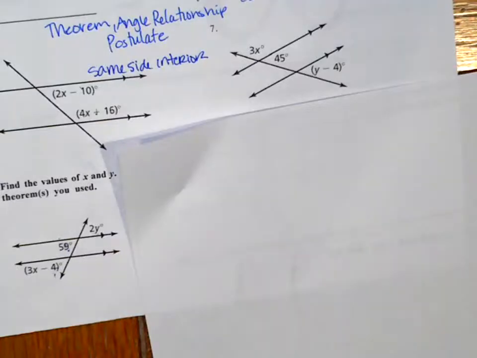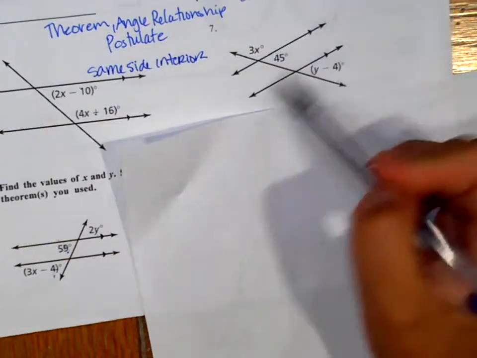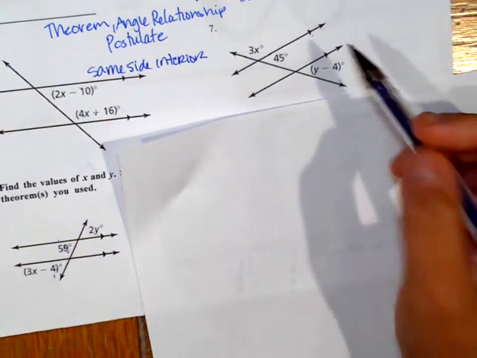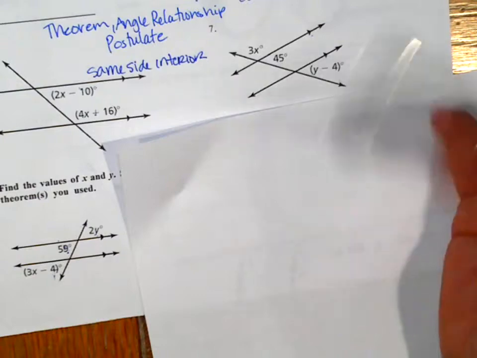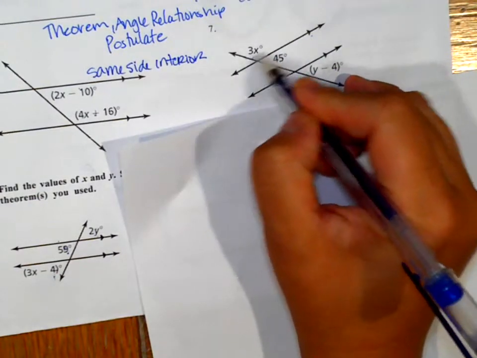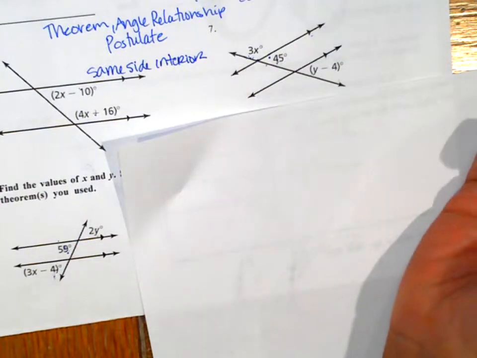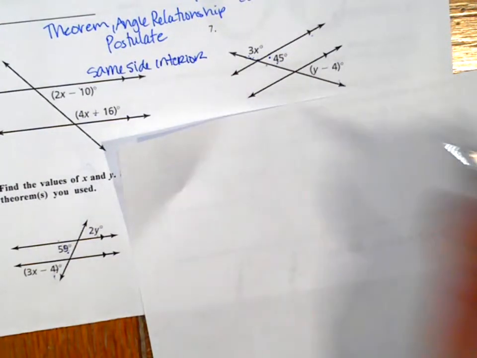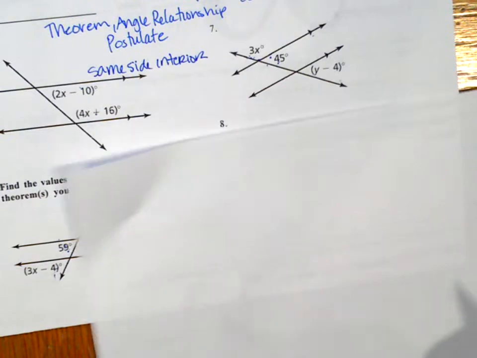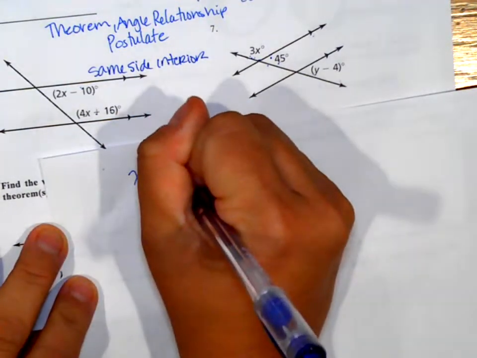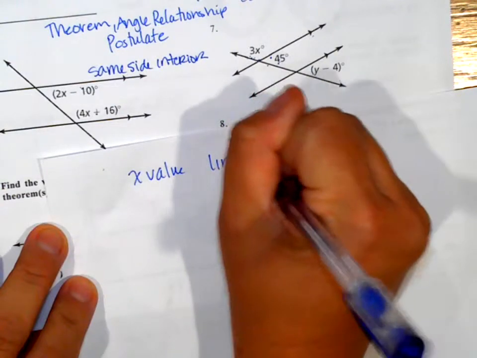All right. So 7, you have different options. Here are your parallel lines. Here's your transversal. The easiest thing to do, in my opinion, first, would be to hit these two right here. Those two right there are a linear pair. So if we're doing the x value, I'm looking at it as a linear pair.